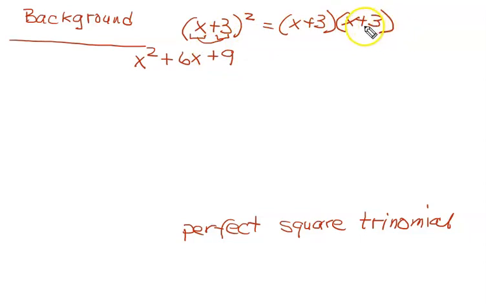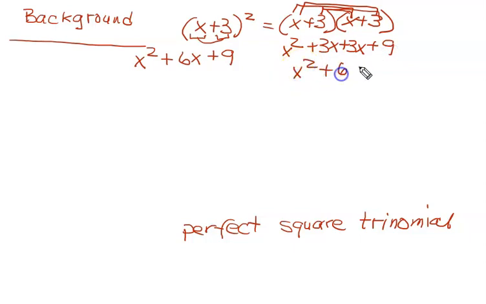Now let's use the FOIL method for doing it also. So this gives us an x squared. Outers, a plus 3x. Inners, another plus 3x. And there's where we get the idea of doubling that in that special technique. And then the last, plus 9. So we get x squared plus 6x plus 9. So there's the special way of doing it, and then there's the regular way of FOILing. Again, square the first term, multiply these two together, double it, and then square the second term of the binomial.